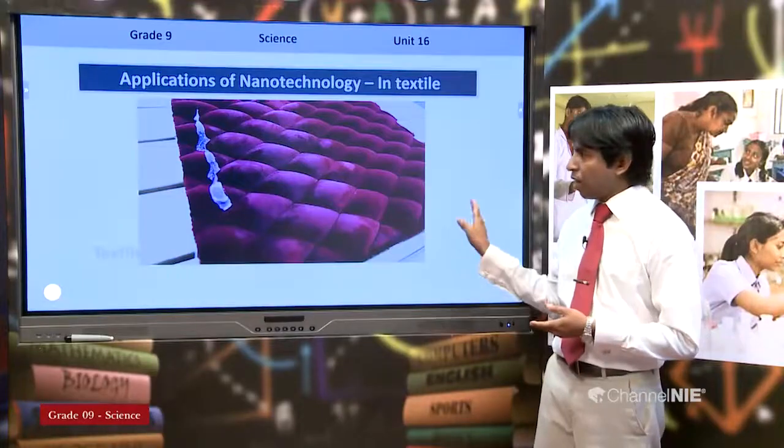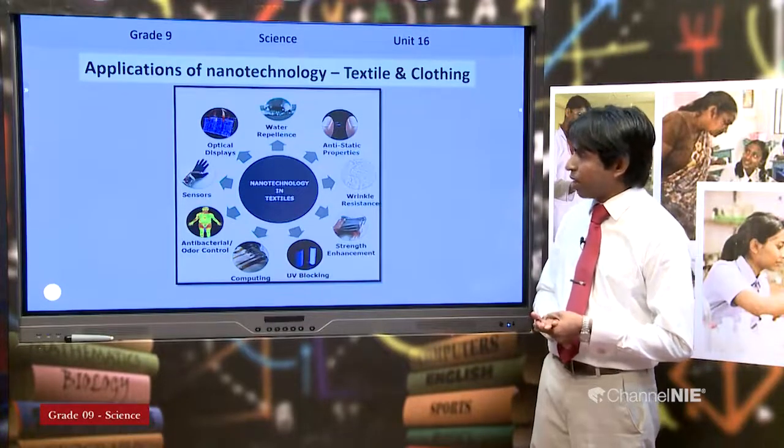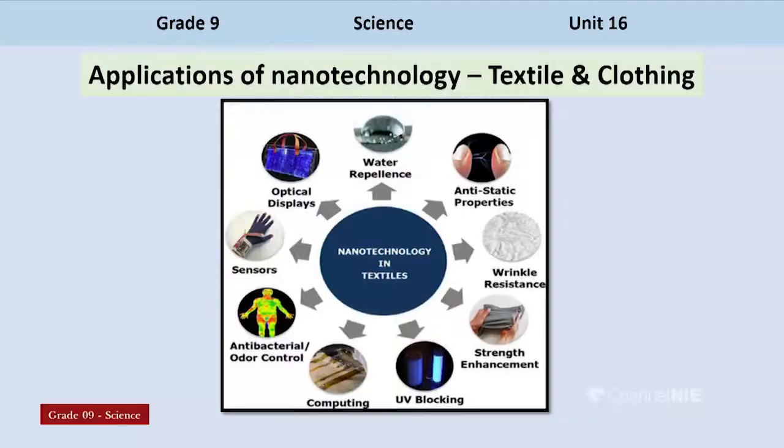So, let us see various properties of these nano garments or nano textiles. You can see water repellence, optical displays, so it can emit various colors due to the different particle size. Sensors and antibacterial, odor control and UV blocking, strength enhancement and wrinkle resistance. Basically, you do not need to iron clothes, so it is wrinkle resistant, with anti-static properties.